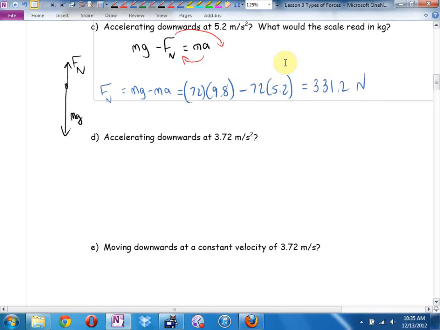Try D on your own. I'll do it up here. Let's see if we get the same thing. Try doing it from scratch. Don't just copy out the previous one. Try not looking at the previous one. See if you can derive it.